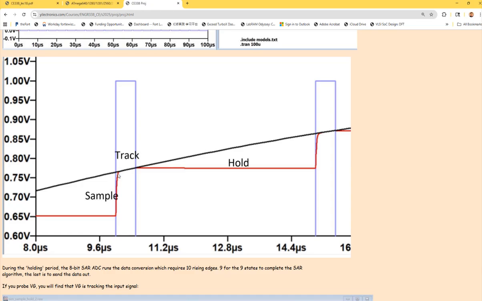Whenever this is ready, it's tracking, right? You want to hold it so it's able to do the conversions. So this period is for the conversion. And you want to make this narrow and make this longer. So it's not 50% duty cycle. It shouldn't.